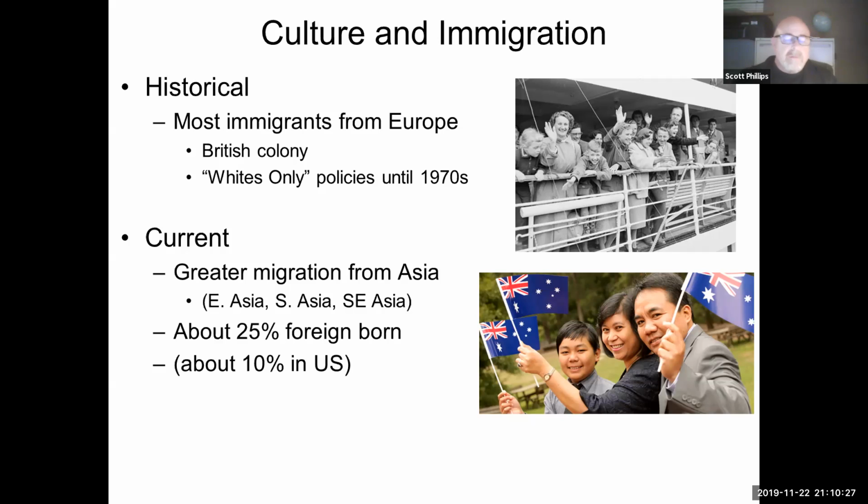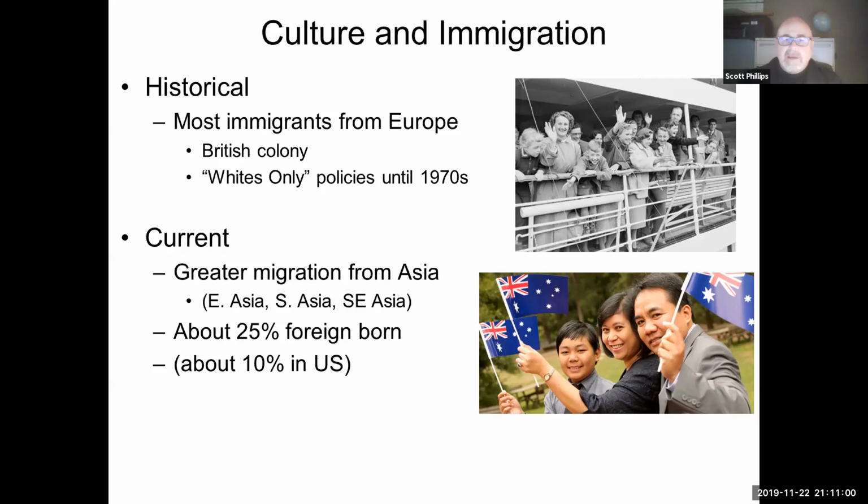Australia and New Zealand were both British colonies for a long period of time. Let's focus on Australia, where most of the immigrants came from Europe originally. It was a British colony, and they had policies that excluded non-Europeans from Australia for many years, up until the 1970s. They had white-only policies that encouraged migration from the British Isles and other parts of Europe, but excluded people from nearby countries in Asia.